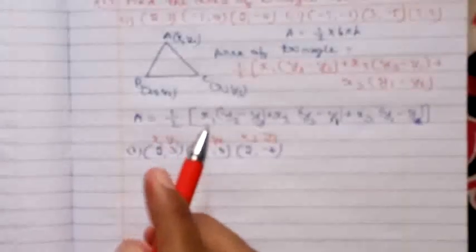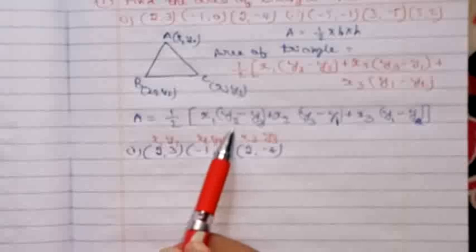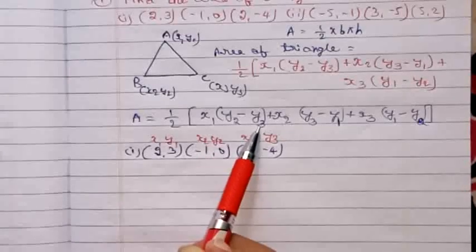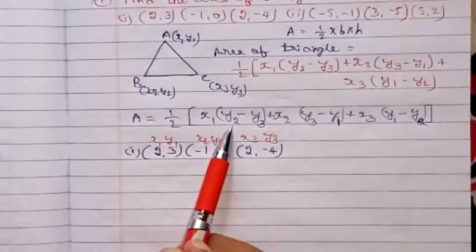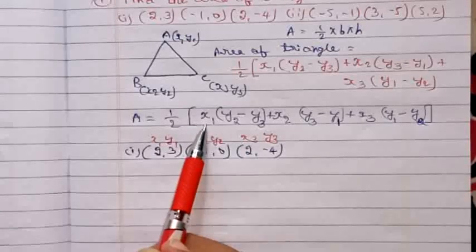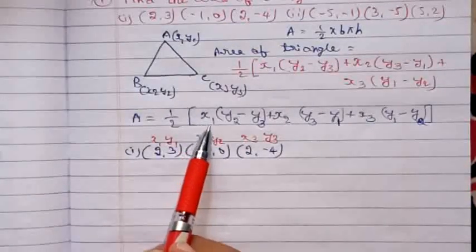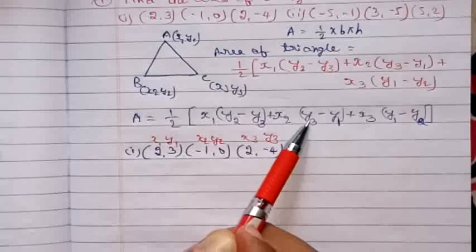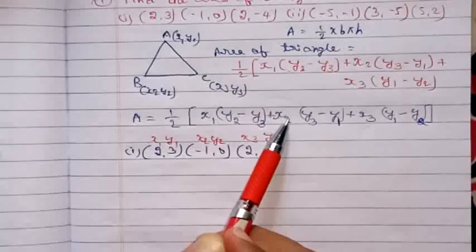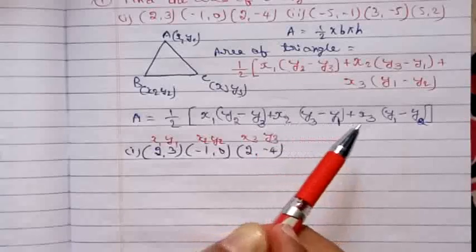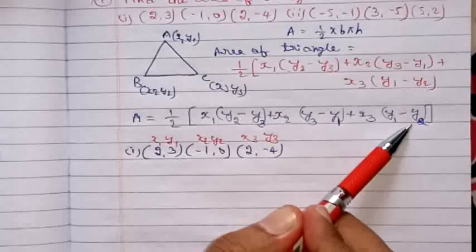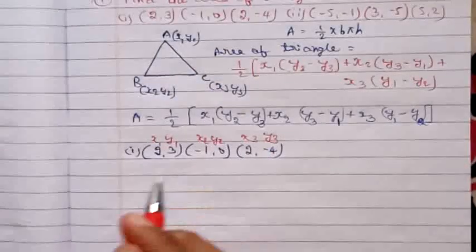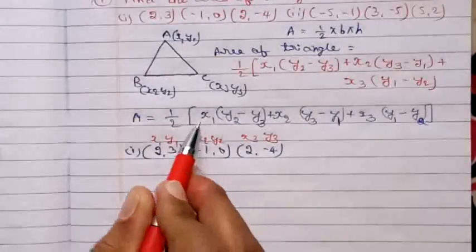One more thing, children: first you need to open the bracket, that is, x1 into (y2 minus y3). So you subtract y2 minus y3 first, and afterwards multiply it with x1. Here also you open the bracket first: subtract y3 minus y1, and afterwards multiply it with x2. Here also subtract y1 minus y2, and afterwards multiply it with x3, right, children?